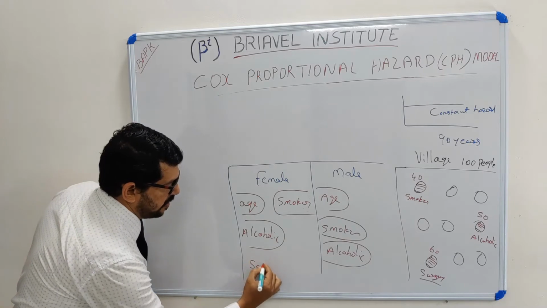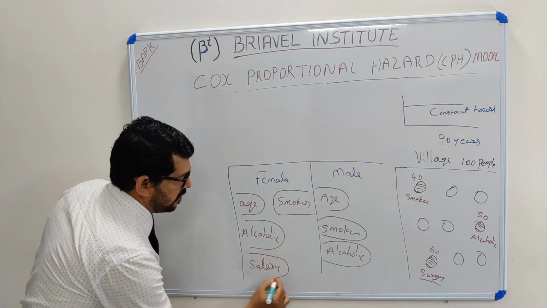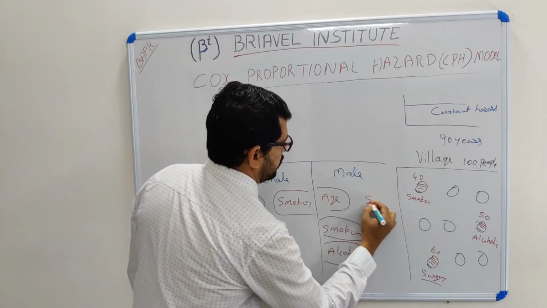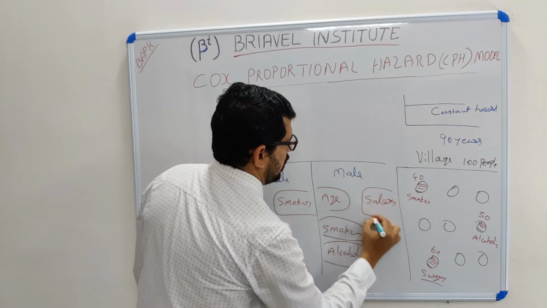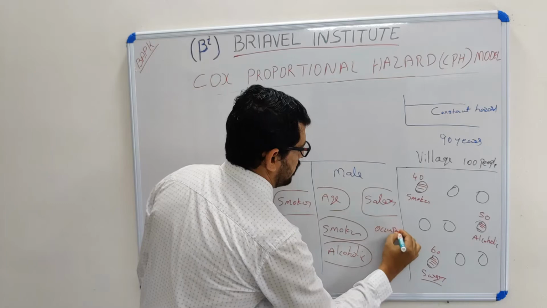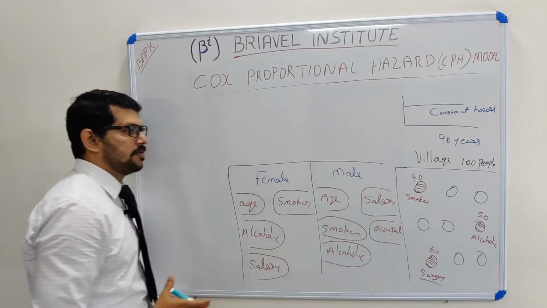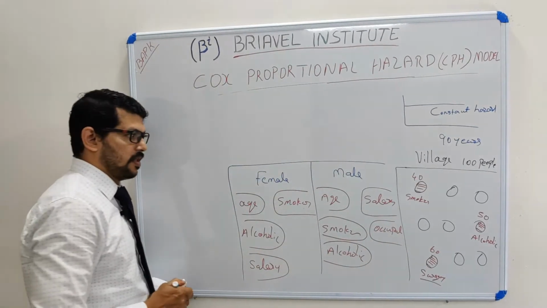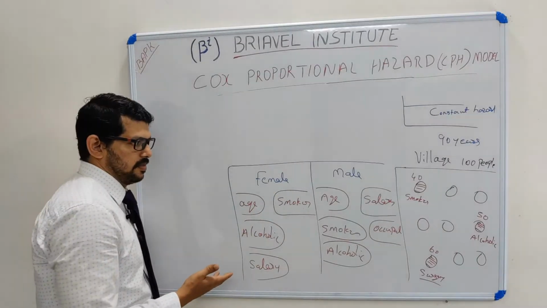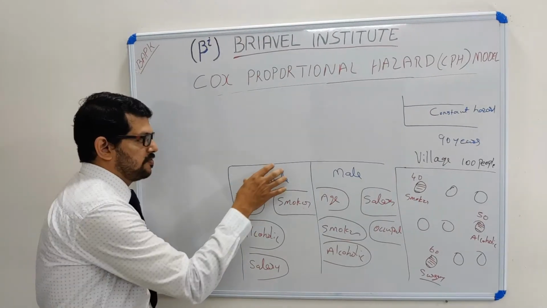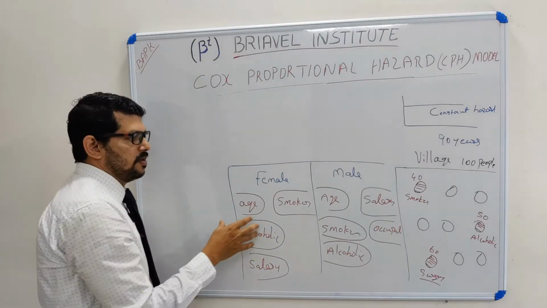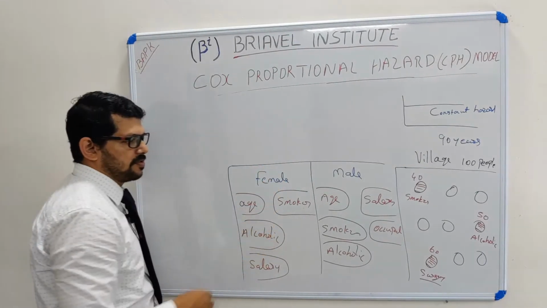And their salary and living condition. Some people have a good salary and live in a very good environment. And their occupation. I am dividing these people into different groups. In these groups, everybody has the same character, so we can say it is a homogeneous group. For example, female and alcoholic means this group has the same behavior, so it is a homogeneous group.